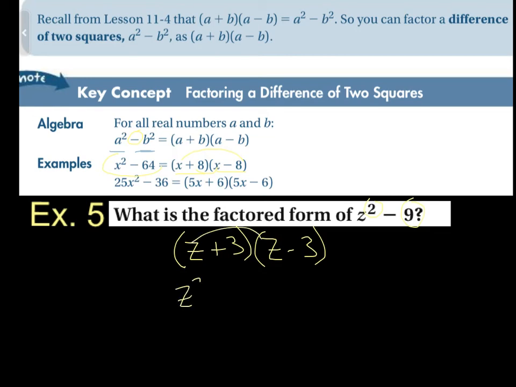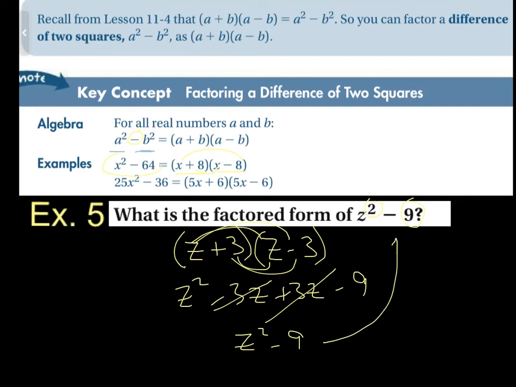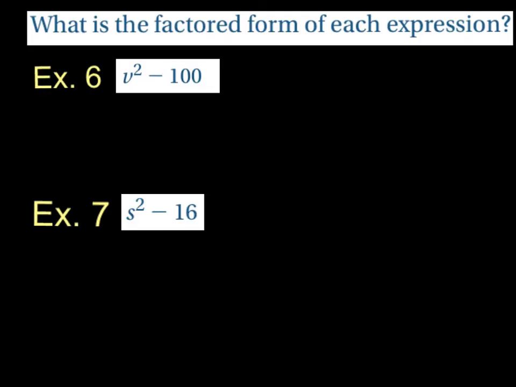Here's my z squared. I'd have minus 3z, then a plus 3z, and then a minus 9. Well, the 3z's are going to cancel out because they're opposites, leaving z squared minus 9, which is what we started with. So you can always check your factors by multiplying them back together. Okay, so let's look at these two.